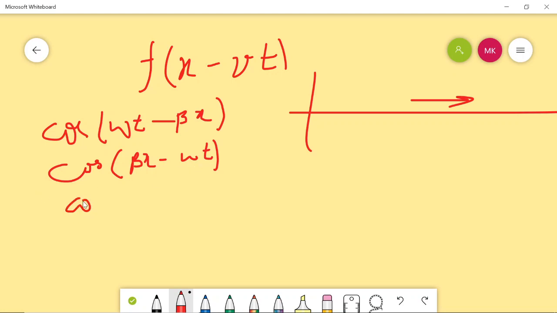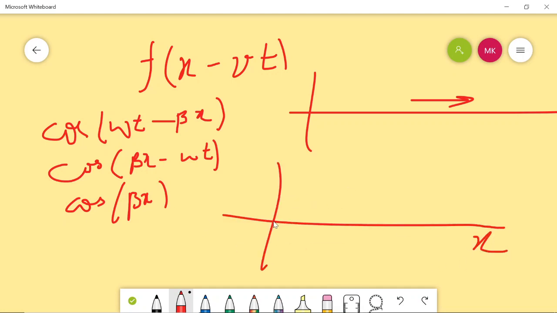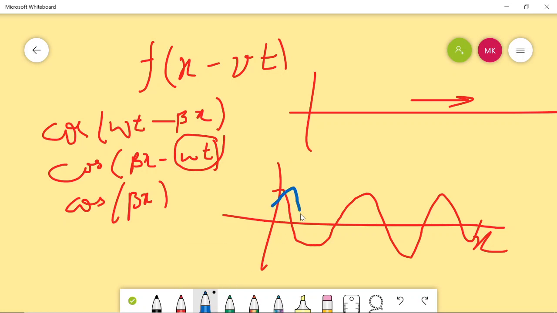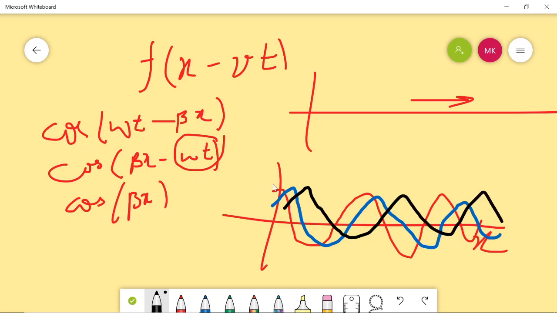So at t equals 0, it becomes cos beta x, and with x you can see this will be a function of this nature. Now if you put in some finite value of t which is not 0, then cos(beta x minus omega t) is a delayed function of beta x, so it is a function right shifted by this amount. When you plot it next time, it will look somewhat like this. If you further increase t, it will again shift with the same amount. So as time increases, this function seems to be moving toward the positive x direction. So this is a wave which seems to be propagating in the x direction.